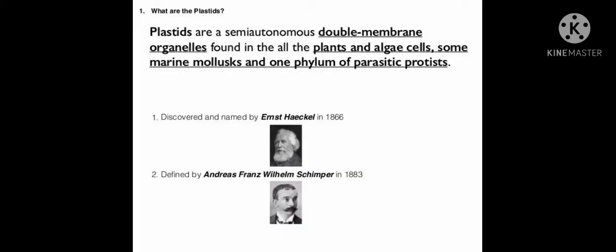So see in short the discovery of the plastids. Firstly, see the definition of plastids here. Plastids are semi-autonomous double membrane organelles found in all plants and algae cells, some marine molluscs, and one phylum of parasitic protists. The plastids were first discovered by the scientist Ernst Haeckel in 1866, and the name was given by Ernst only. Secondly, they were defined by Andreas Franz Wilhelm Schimper in 1883. So these are the two scientists who discovered the plastids.